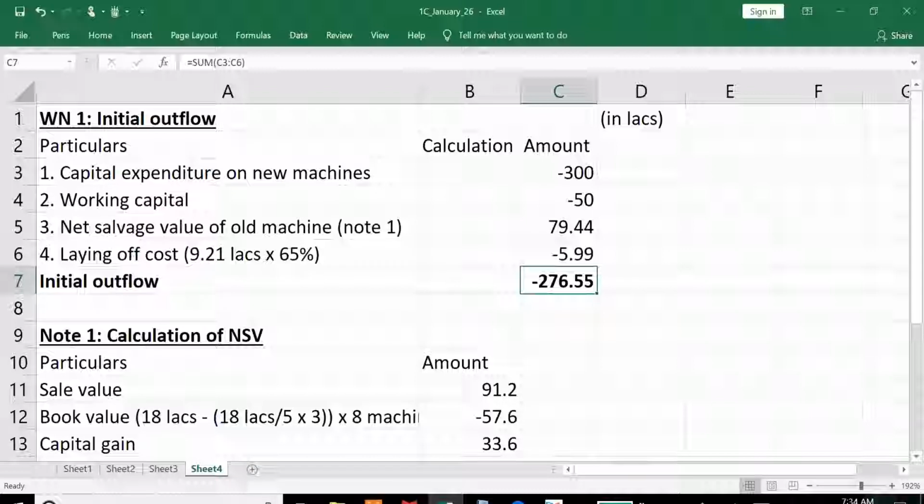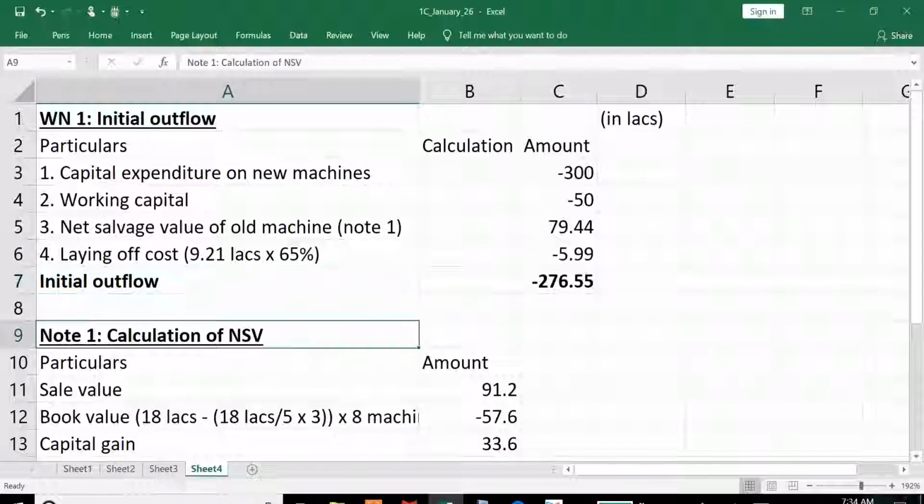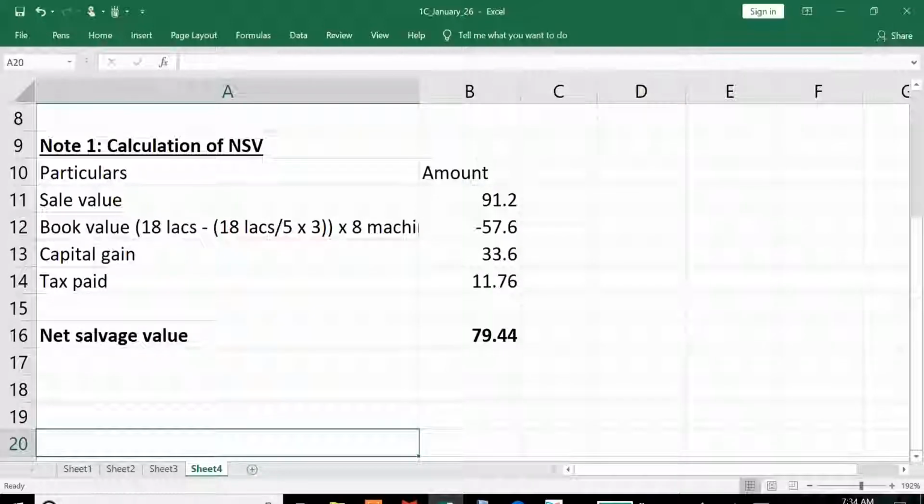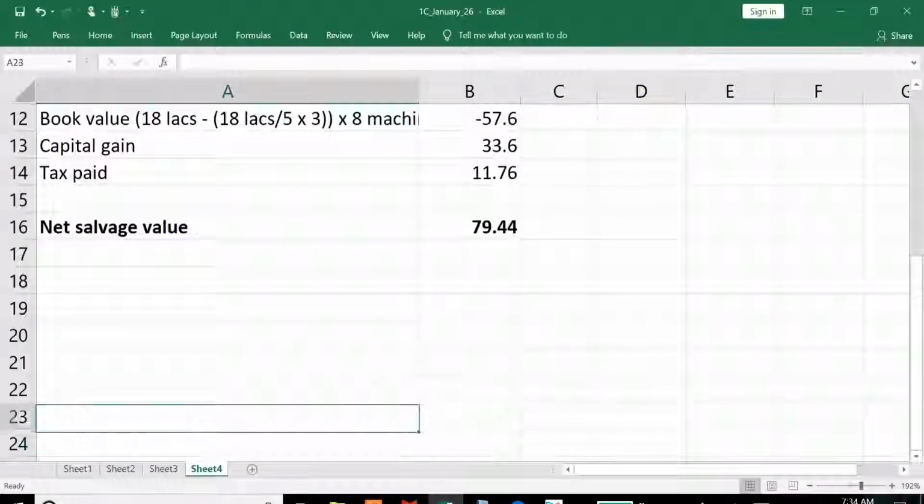Clear? Okay. Now we'll go to working note to in between flows.